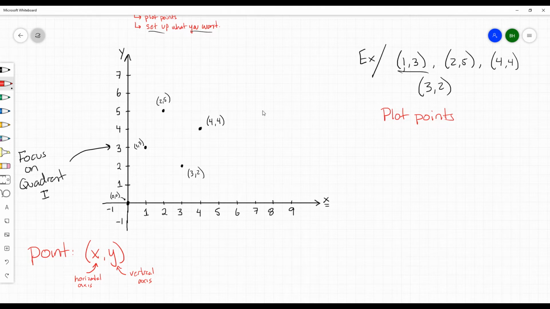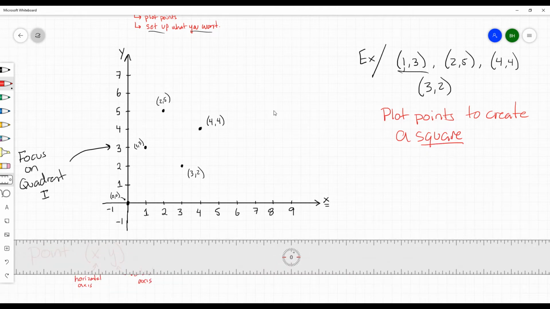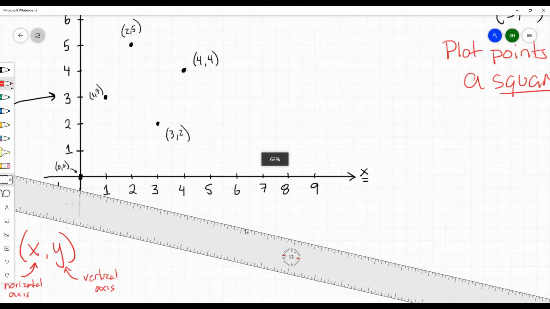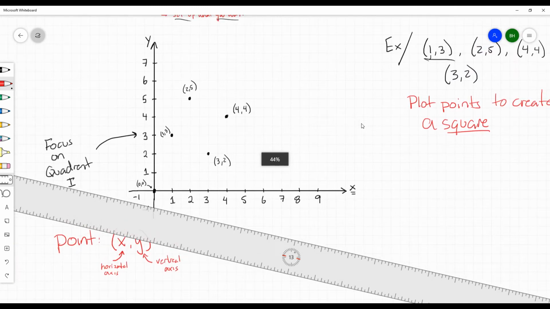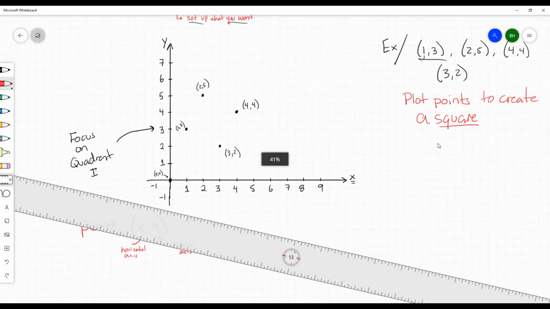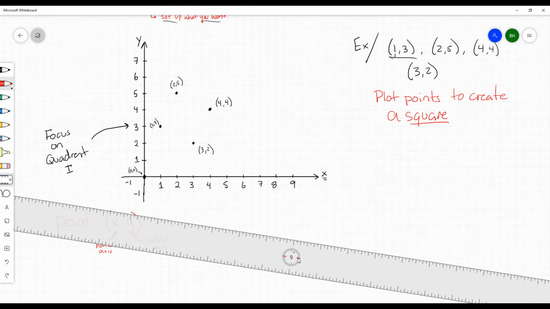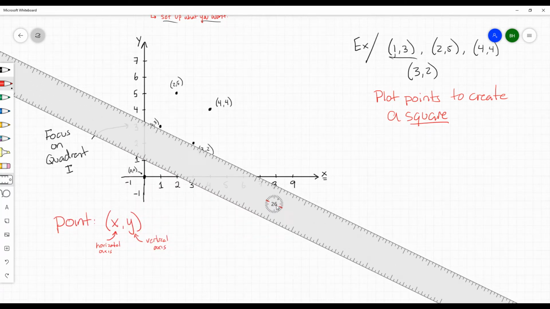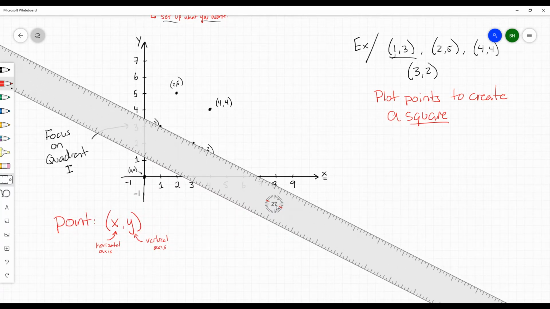Now, in this problem specifically, these points are going to create a square. And for this problem in particular, I'm going to tell you that it's a square. For some classes or for some problems, I will not tell you what shape you're making. It's up to you to either prove that to me just by knowing the different properties of shapes, or you can go ahead and just kind of guess what shape you're dealing with and then prove it to me later.